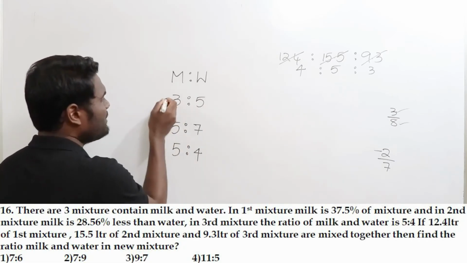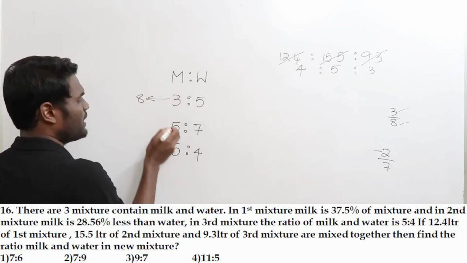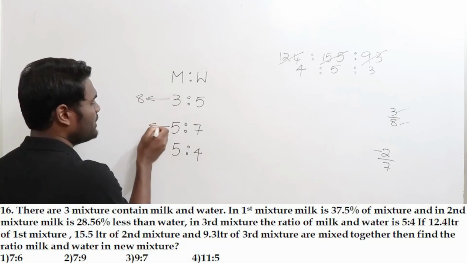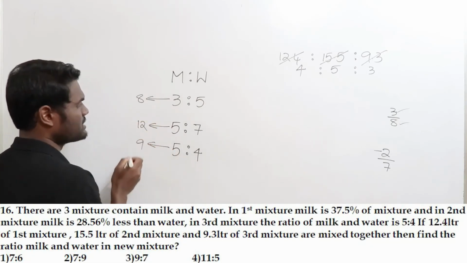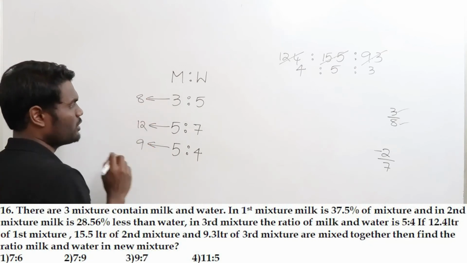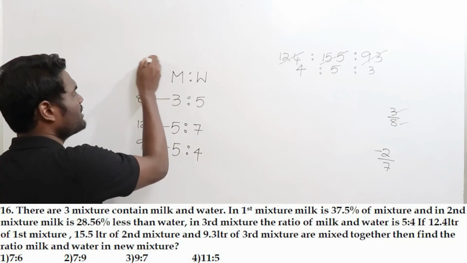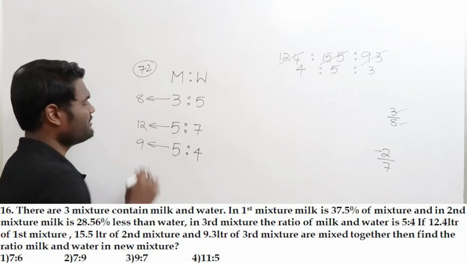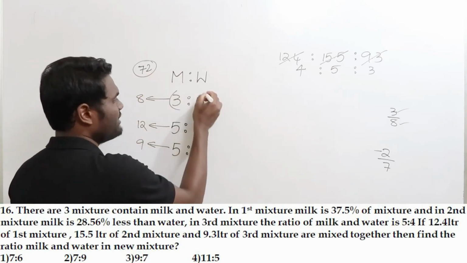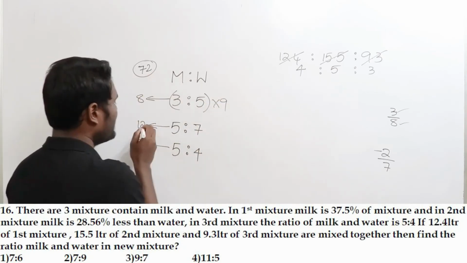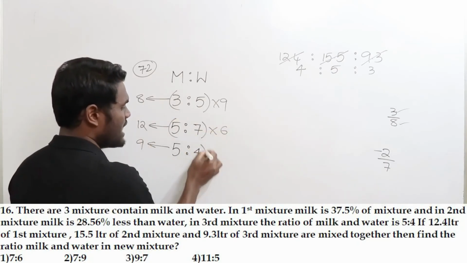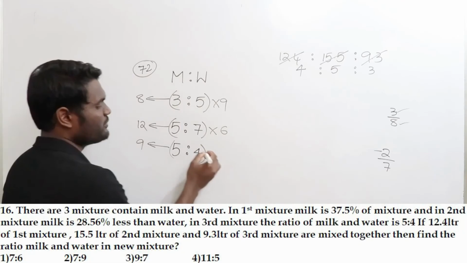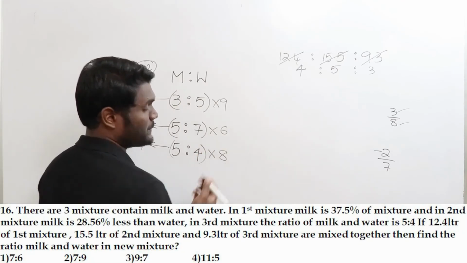Now if you look here, 3 plus 5, this will be 8 parts. 5 plus 7, this will be 12 parts. 5 plus 4, this will be 9 parts. So 8, 12, 9. We can say that the LCM is nothing but 72. If LCM is 72, 8 times 9 will be 72, so this will be into 9. 12 times 6 will be 72, so this will be into 6. And 9 times 8 will be 72, so this is going to be 8.